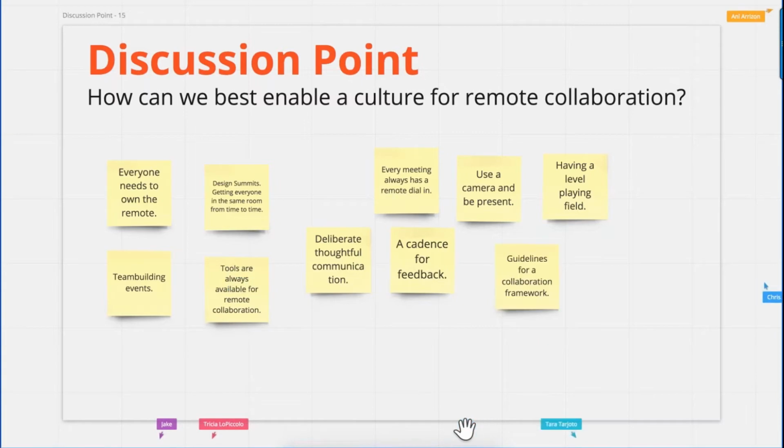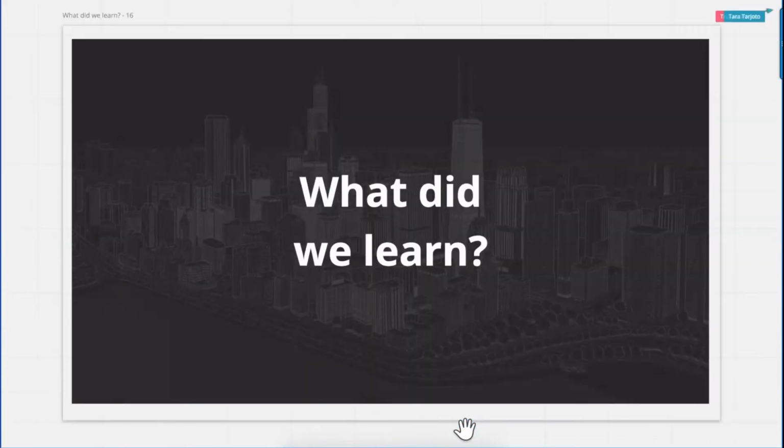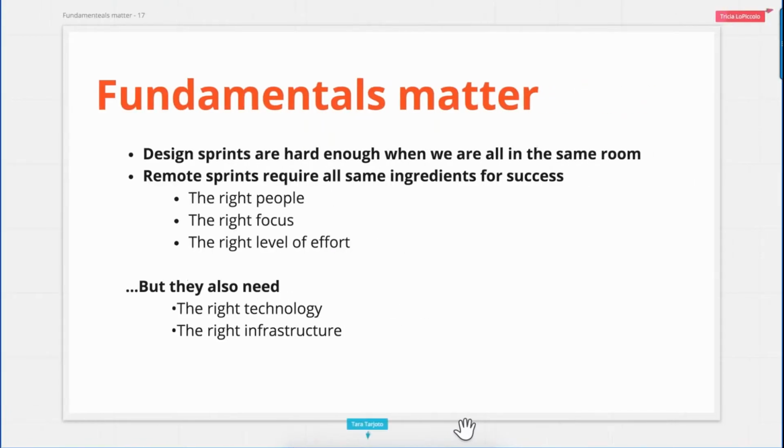So what were some of the lessons that we learned when putting these ideas into practice? We know that fundamentals matter, and it's hard enough executing a design sprint when we're all in the same room. Remote sprints require the same ingredients for success. You need the right people, focus, level of effort and energy, but you also need the right technology and infrastructure to support a solid remote sprint.